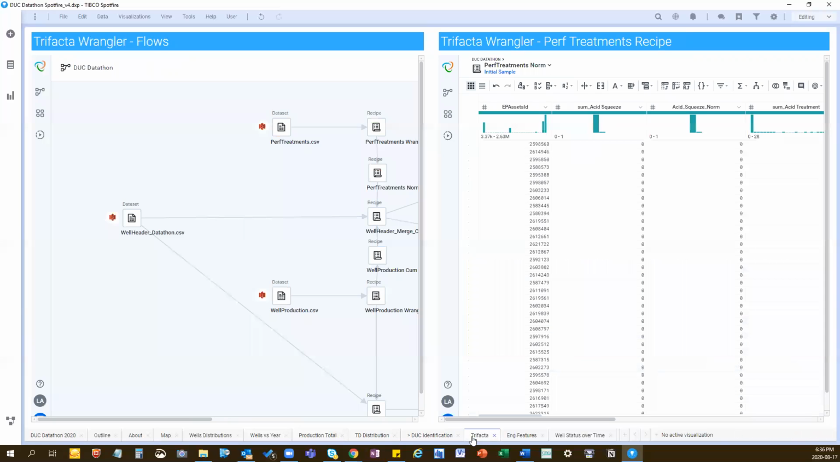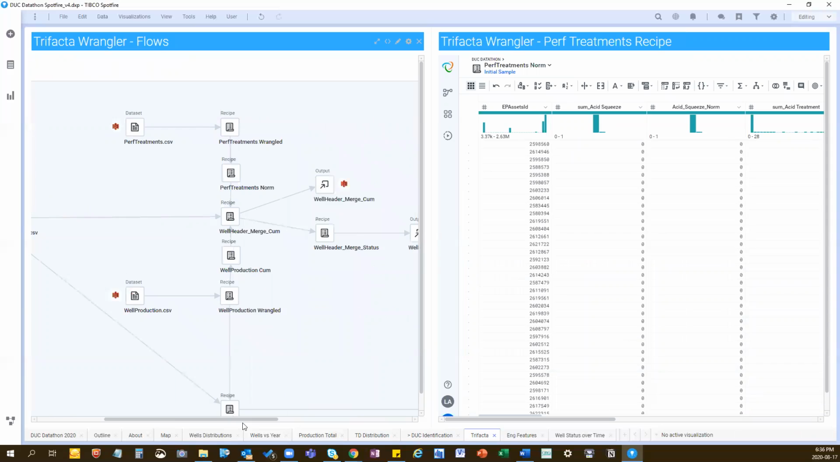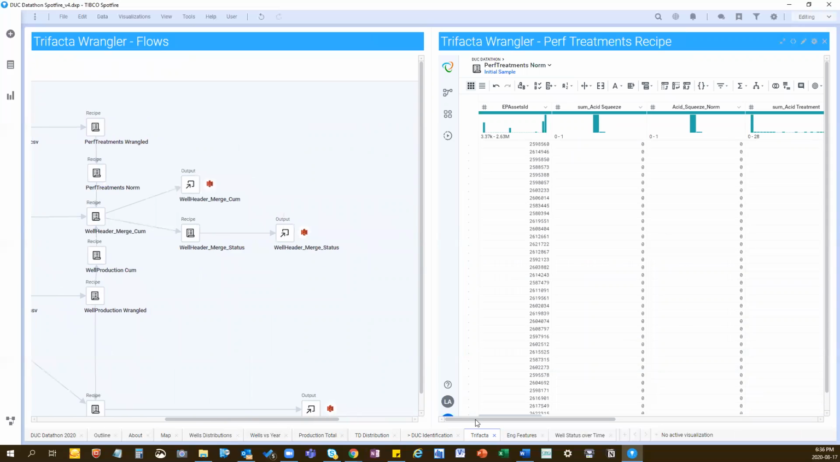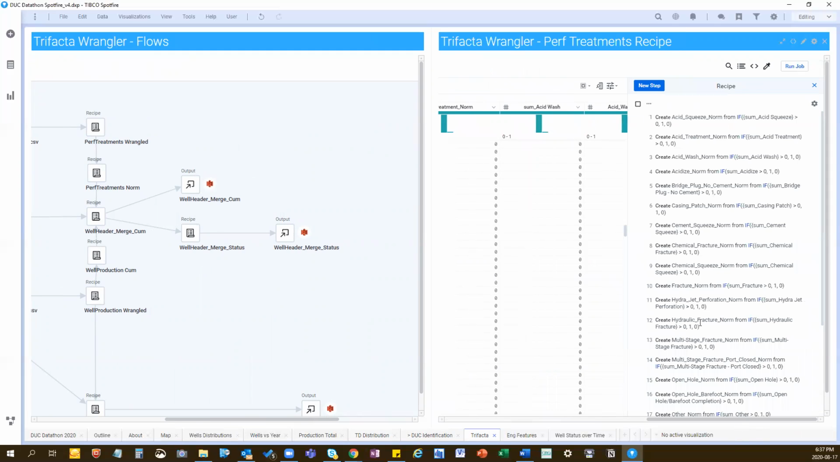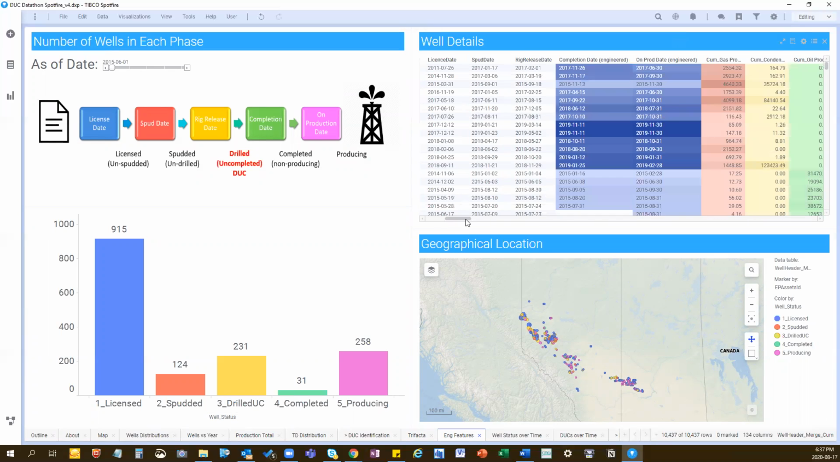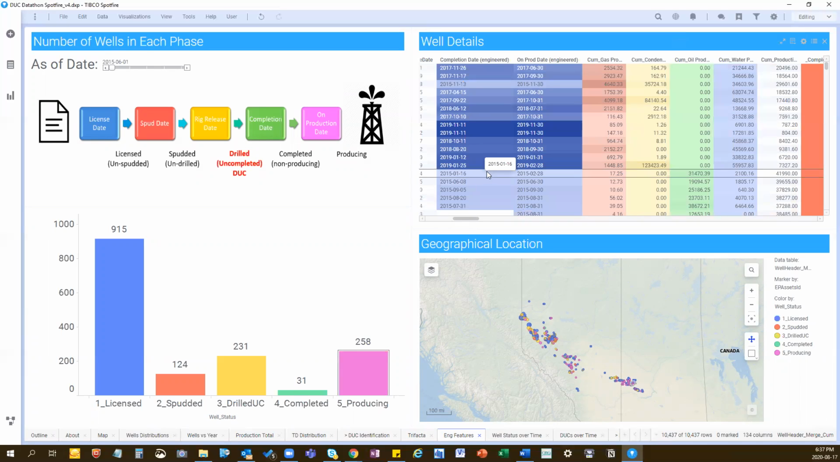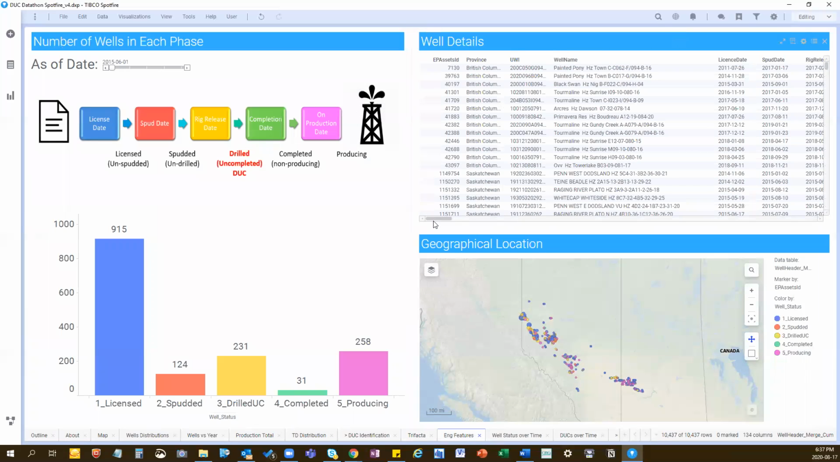These features had to be engineered using Trifacta, which is a public software for data wrangling. The input files were loaded and flows created. Each step in the flow consists of recipes to extract information from the perf treatment and well production files to put them in a usable format. The output tables from Trifacta were reloaded into Spotfire, now including the engineered dates and many other parameters like cumulative productions, which assisted in the DUC identification process.